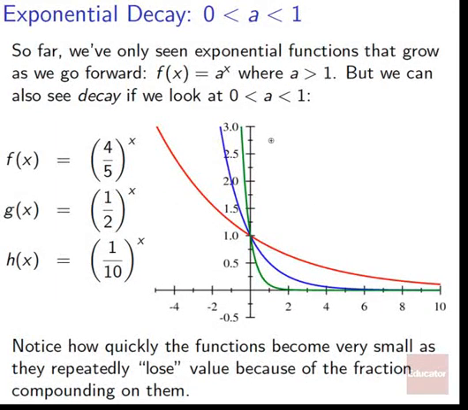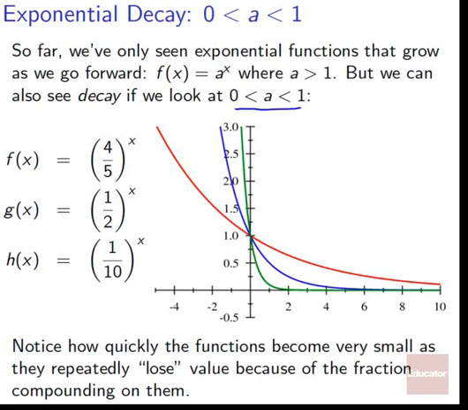Finally, exponential decay. So far, we've only seen exponential functions that grow as we go forward. f of x equals a to the x, where our base, a, is greater than 1, so it gets bigger and bigger as we march forward. But we can also see decay if we look at 0 less than a less than 1. If a is between 0 and 1, it's a fraction, it's smaller than 1.